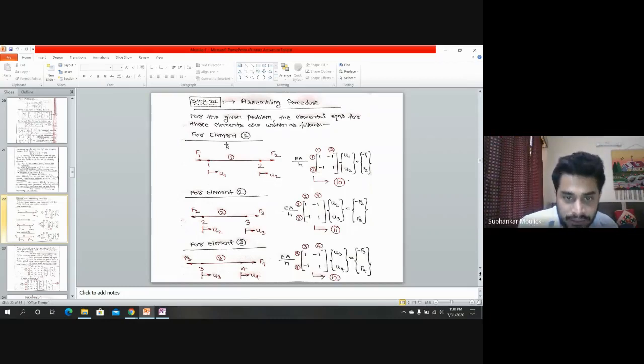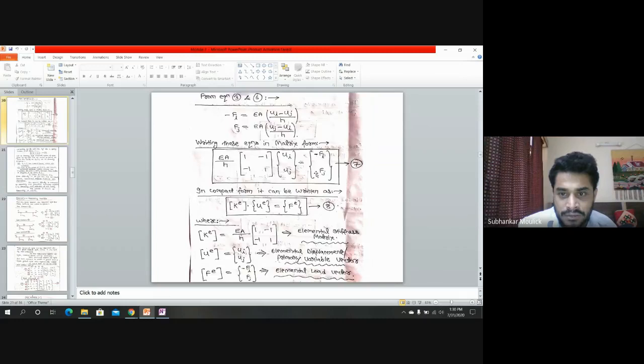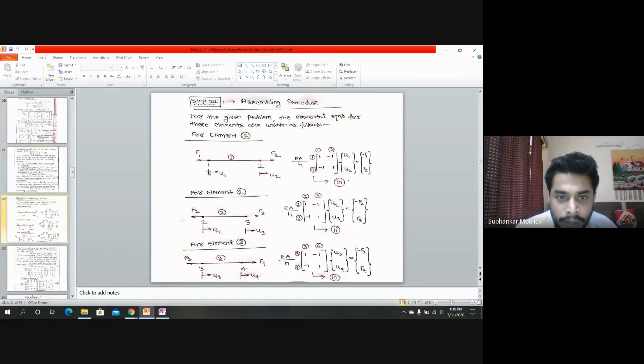Fine. Now for this element, if I write equation number 7, how will I write? EA by H times [1 -1; -1 1]. Now for element number 1, ui is U1 and uj is U2. Fi is minus F1, sorry, it is in negative x direction, and Fj is F2. See, I have written EA by H [1 -1; -1 1] times [U1; U2] equals [-F1; F2]. Why minus F1? Because minus F1 is acting along negative x direction. That is equation number 10. Is it clear how I wrote the equation? Any doubt? Yes sir, it is clear.